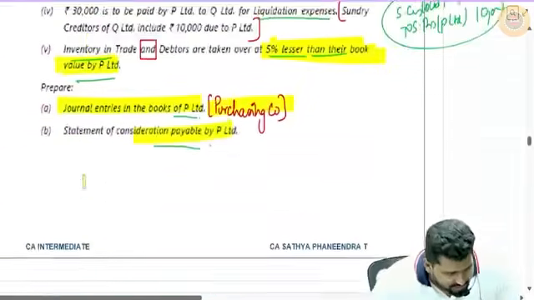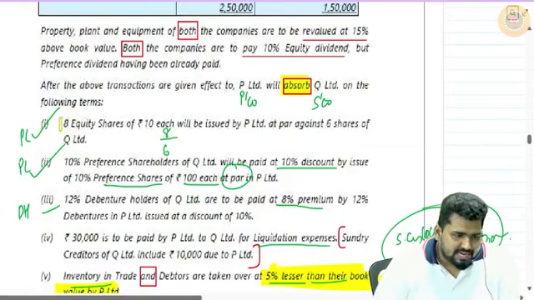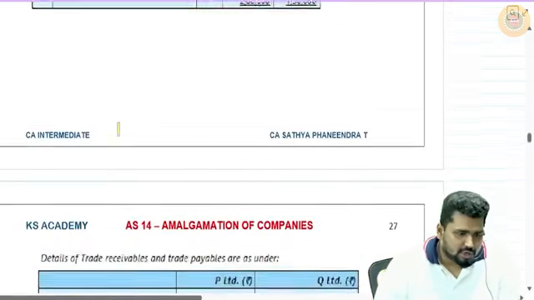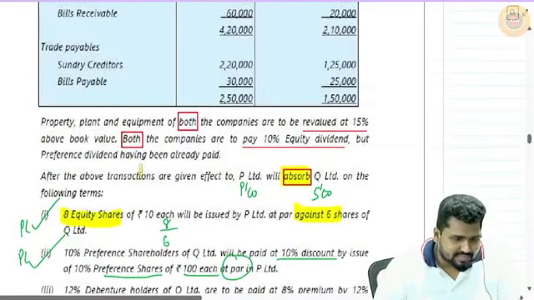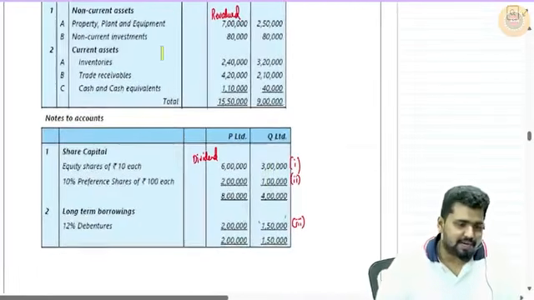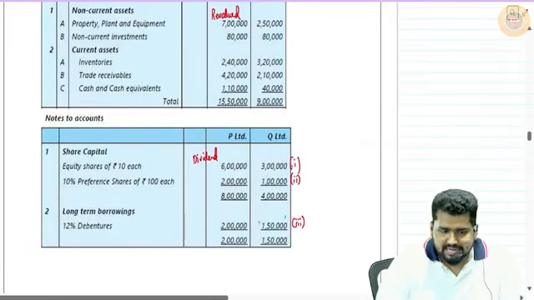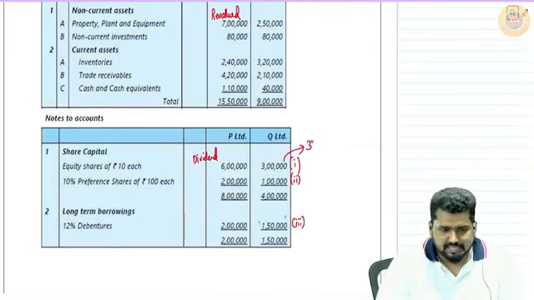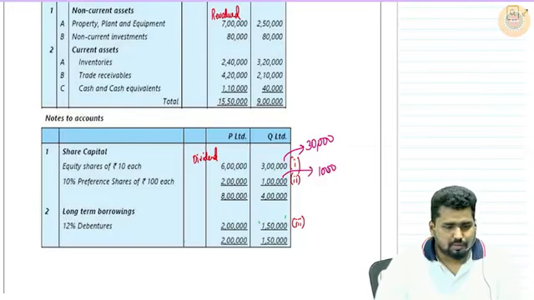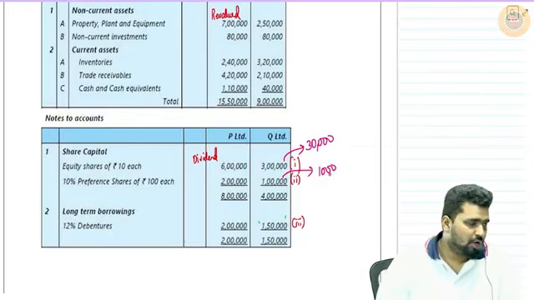Sir, for equity shareholders what are we giving? We are giving 8 equity shares for every 6 shares held. Cash is not given. Clear? So how many equity shareholders are there, and in which company? In the selling company, Q Limited, there are 3 lakh rupees worth of equity shares. Correct? At 10 rupees each, how many shares? 30,000 shares. Similarly, the preference shares are 100 each. 1 lakh means how many? Correct? 1000. Therefore, 1000 into 100 comes to 1 lakh.